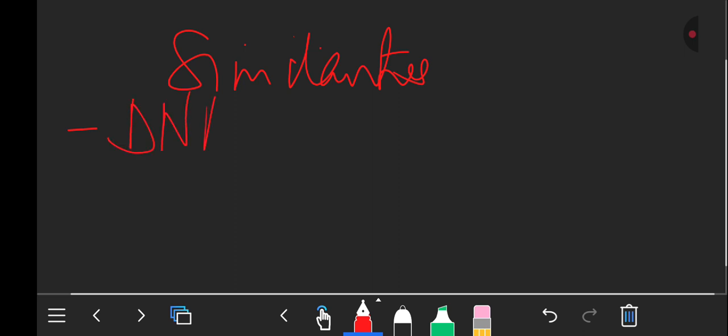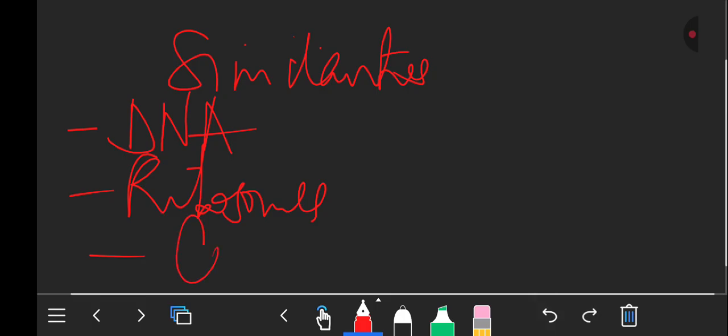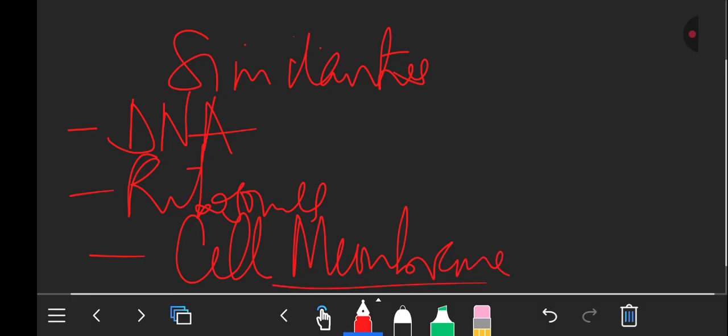Let's look at some similarities between these two. Let's look at similarities between the eukaryotes and the prokaryotes. So, one thing you need to understand is that they both contain DNA. But the location of DNA is what differs, where it is found. So, we'll talk about that, don't worry. And you need also to understand that they both have ribosomes, okay? And also, they both have the cell membrane.